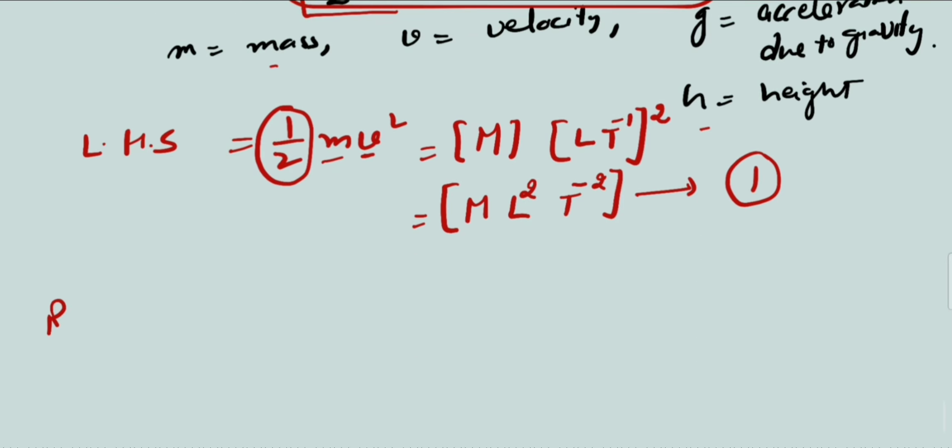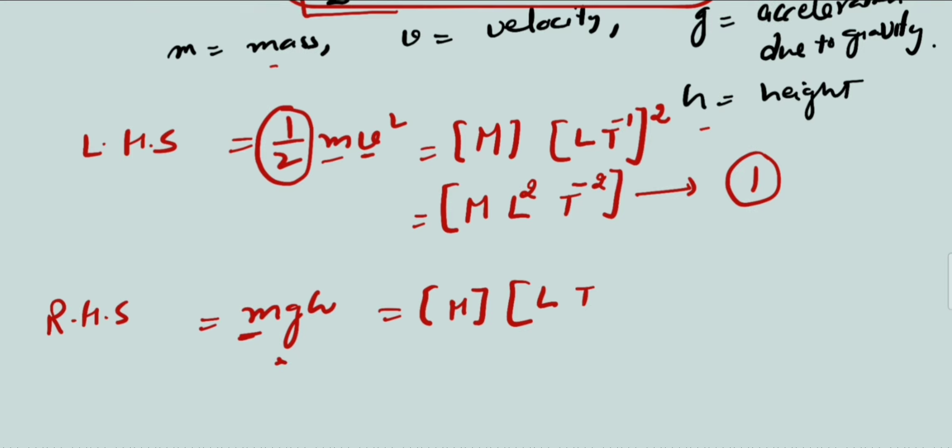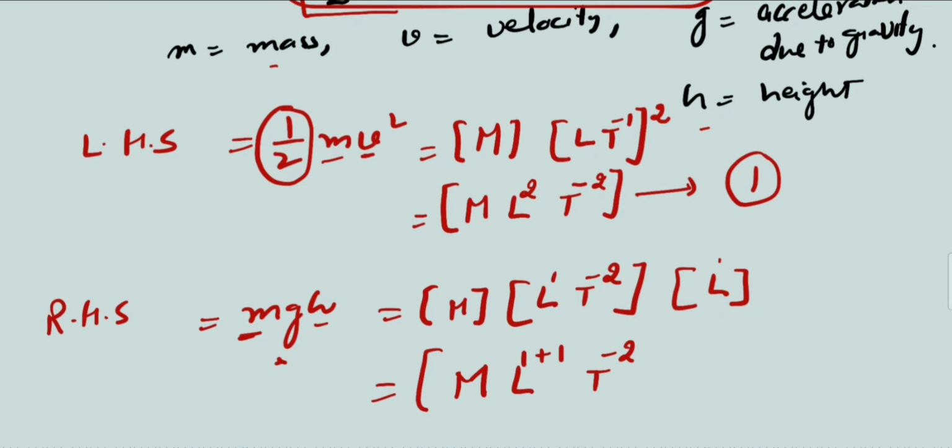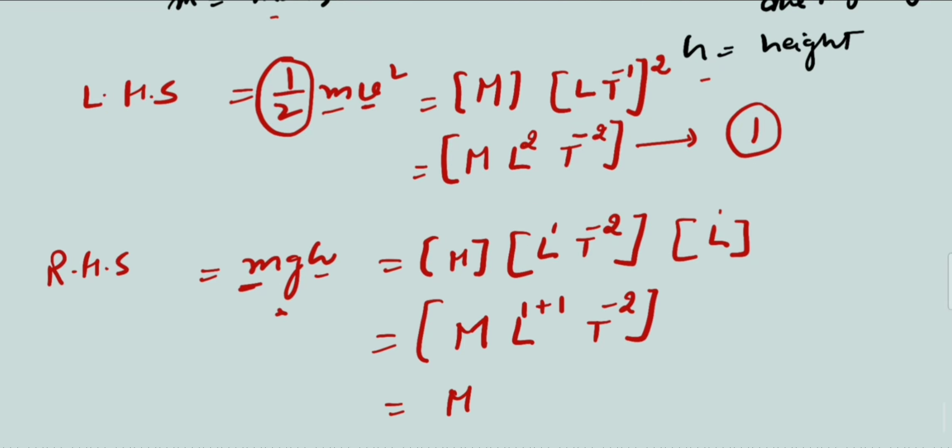Now I'll take the right hand side, which is mgh. The dimensional formula for mass is M. For the acceleration due to gravity, it is the acceleration, which is LT to the power minus 2. h is the height, and the dimensional formula for height is equivalent to length, so that is L. Now we can write this as M L raised to power 1 plus 1, and T raised to power minus 2. So this becomes M L raised to power 2 T raised to power minus 2. Let me mark this as equation 2.